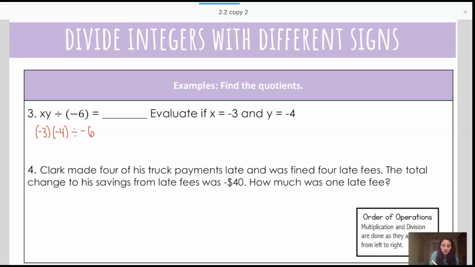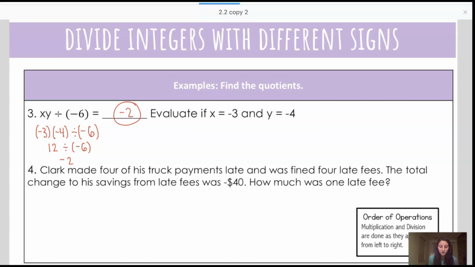Order of operations says multiplication and division is done left to right. So in this case, I'm going to multiply before I divide. Negative 3 times negative 4, the signs are the same, so my answer is positive, and 3 times 4 is 12. Then I'm going to bring that down, that divide by negative 6. Now I have positive 12 divided by negative 6. The signs are different, so my answer will be negative, and 12 divided by 6 is 2. So your final answer is negative 2.